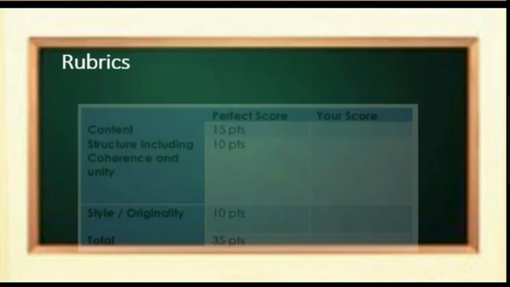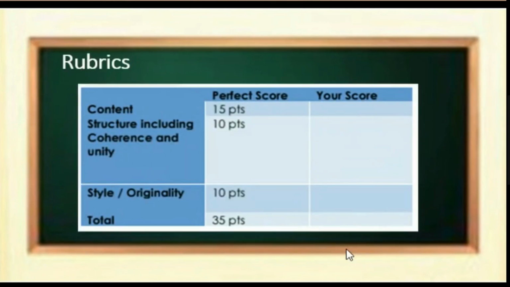So this is our rubric, what I'll be using in giving you grades for the assignment. Content, 15 points is the perfect score. Structure, including coherence and unity, 10 points. Style and originality, 10 points also. So a total of 35 points.